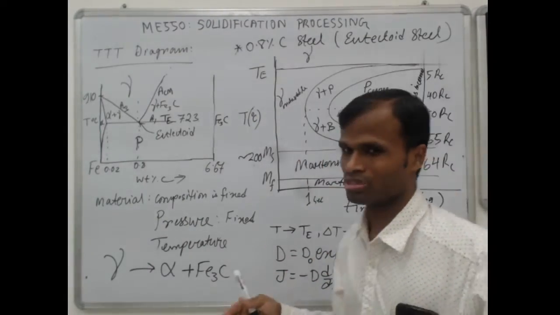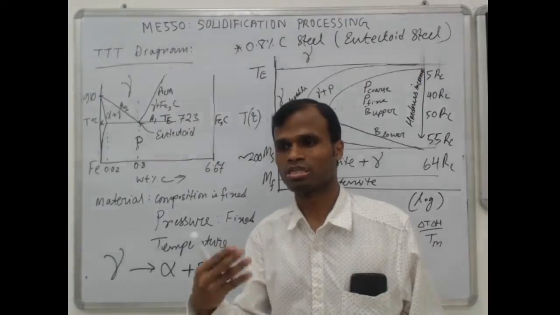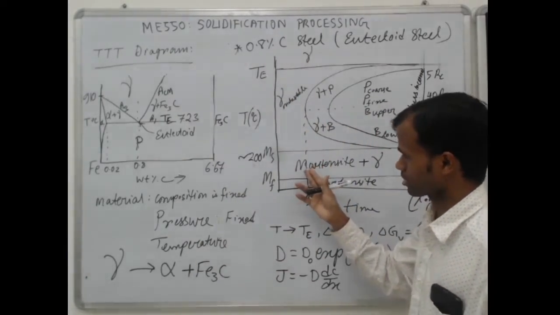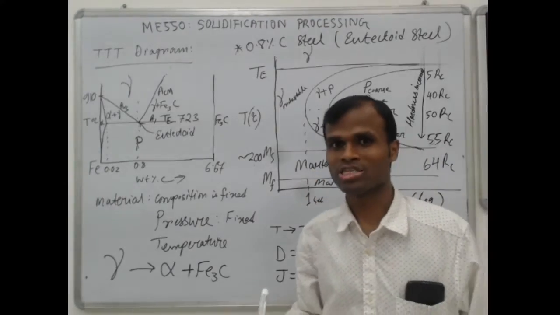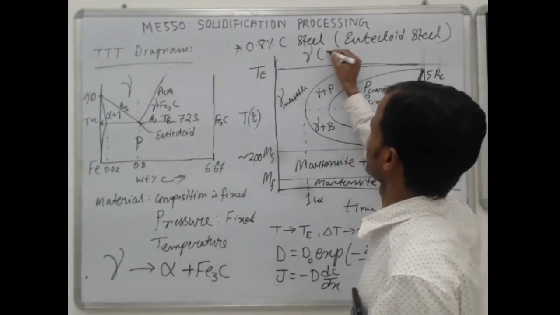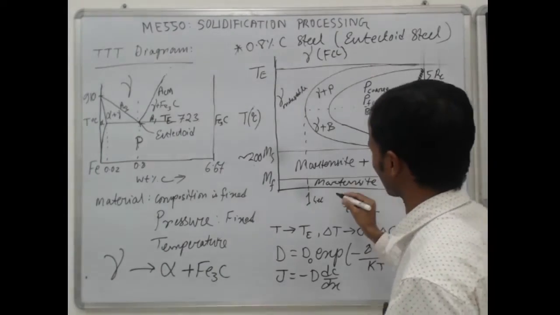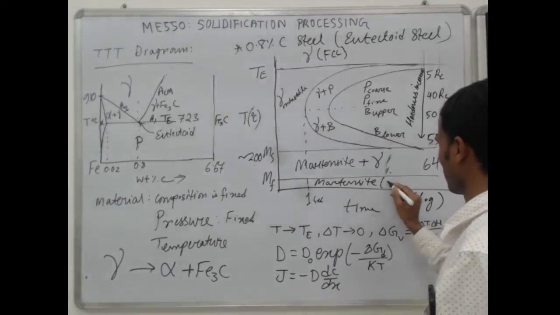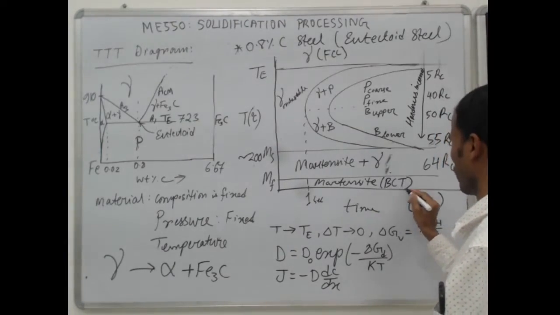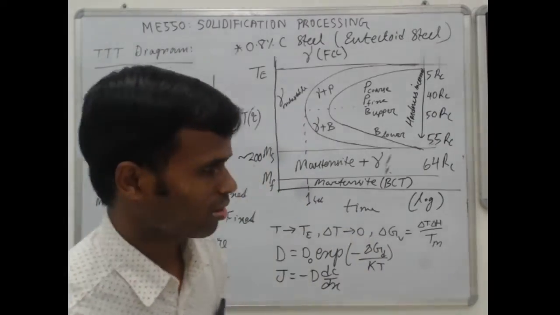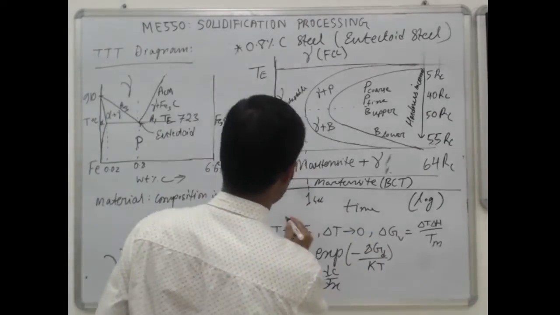There, what happened? The crystal structure changes. The austenite crystal structure changes to martensite by shear deformation. The FCC crystal structure becomes martensite, which is BCT, body centered tetragonal. What is this? This is nothing like, say, the BCC structure.